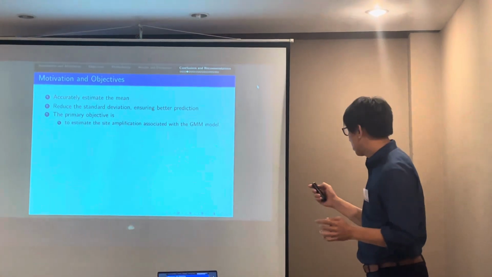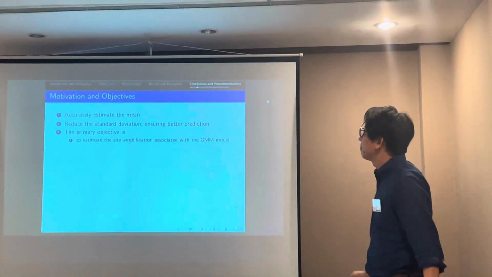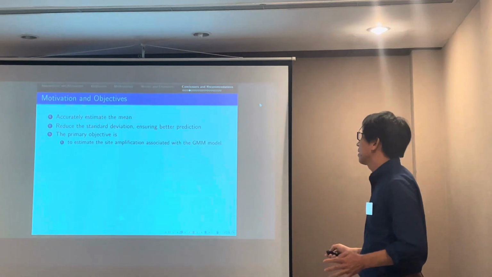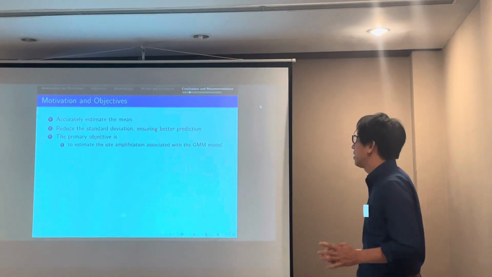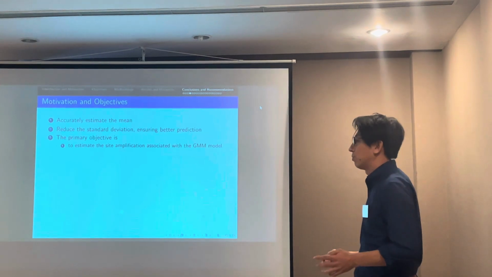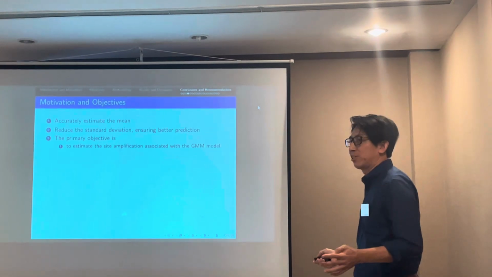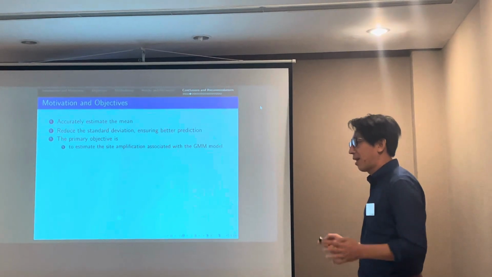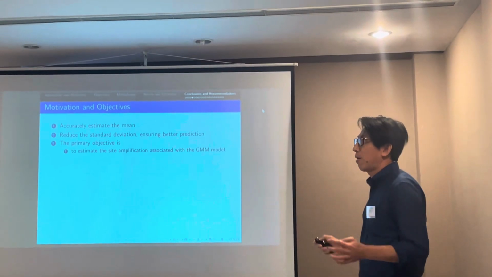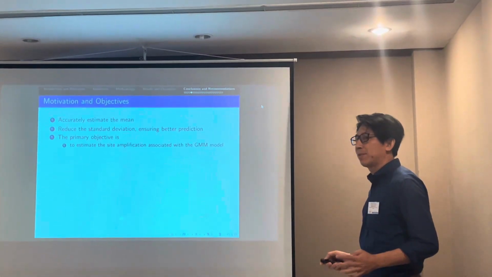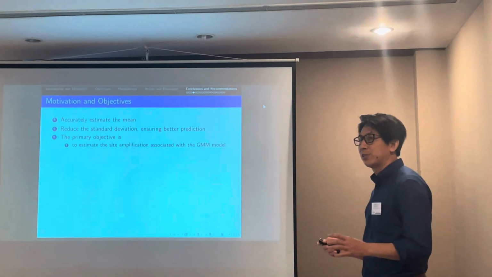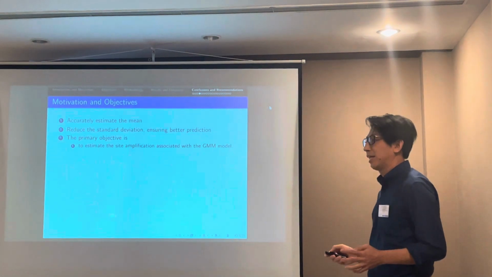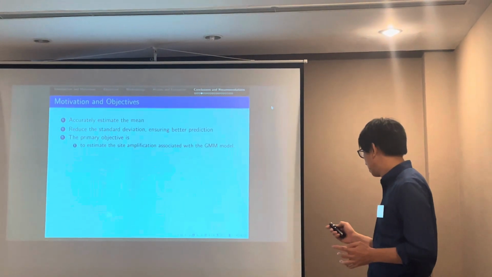Okay, so the motivation behind this study is to estimate the mean and reduce the standard deviation, ensuring the prediction. The primary objective of this study is to estimate the site amplification associated with the ground motion model. Just to recap what I said on the previous slide, site amplification is caused by the interaction between the seismic wave and the geotechnical property of a site. So any small change in geological site condition can significantly magnify the ground motion amplitude at the surface.